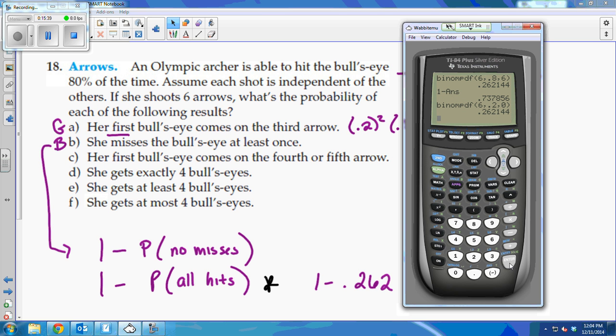That's why I was making sure we're all on the same page while doing misses and hits. The probabilities are different, and the number we're doing is different, but you get the same probability. At least ones are always the most confusing, right? Yes, the answer is 0.738.